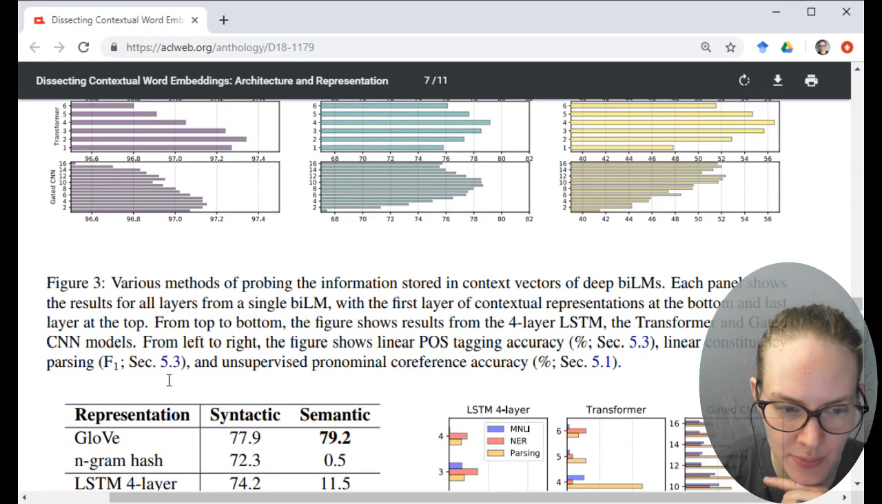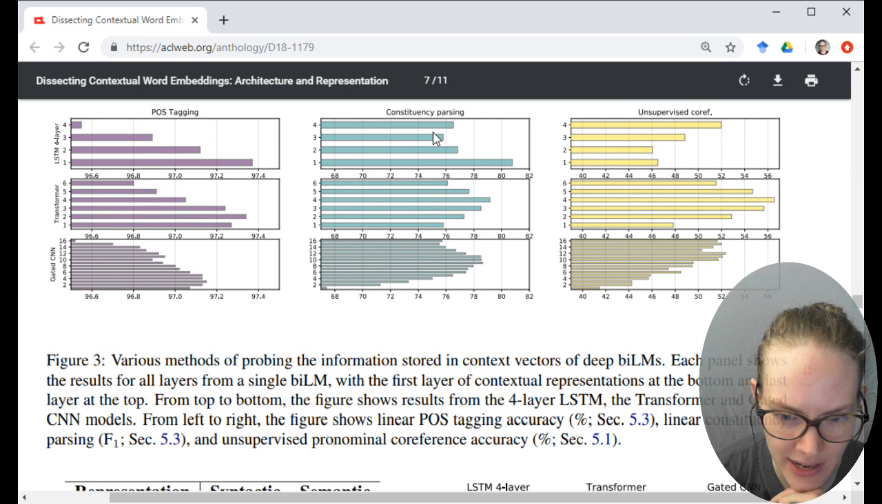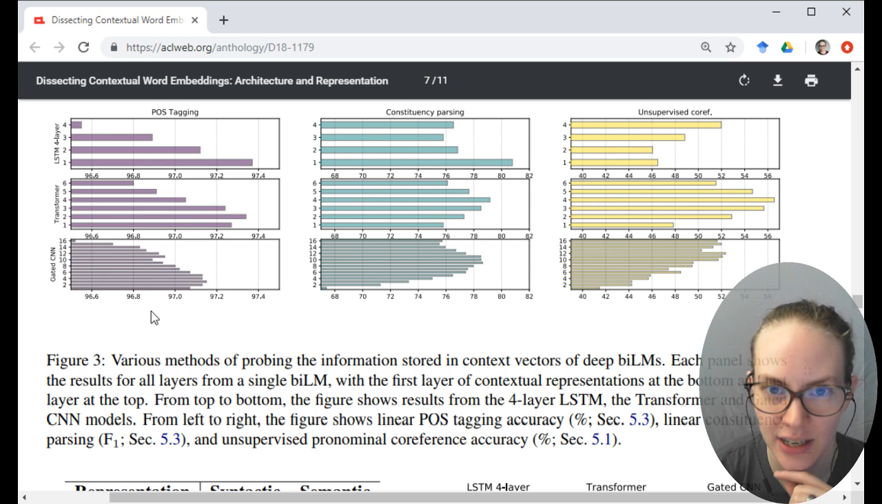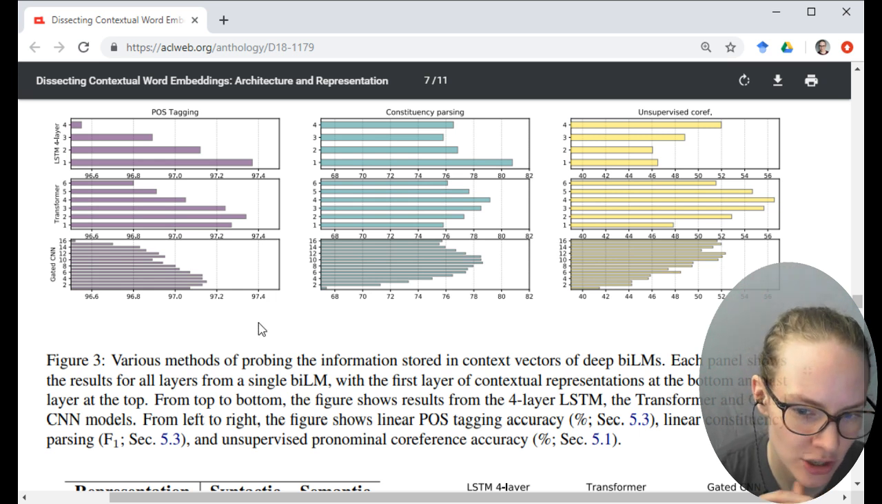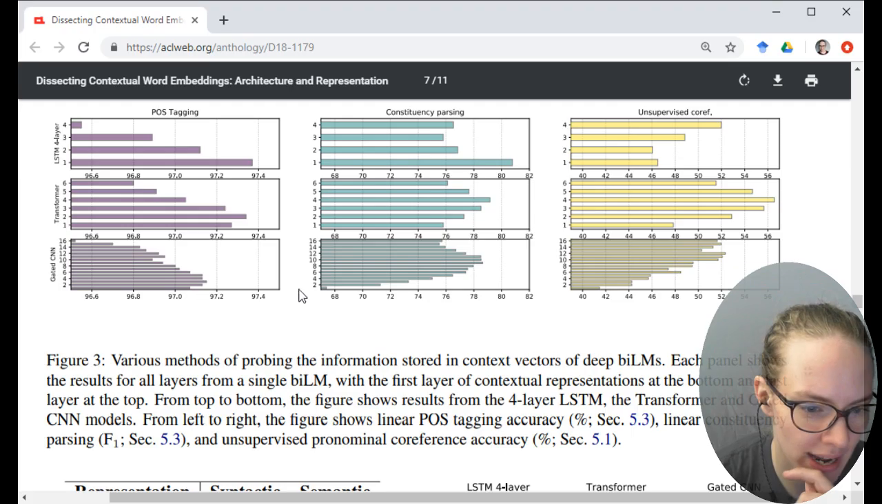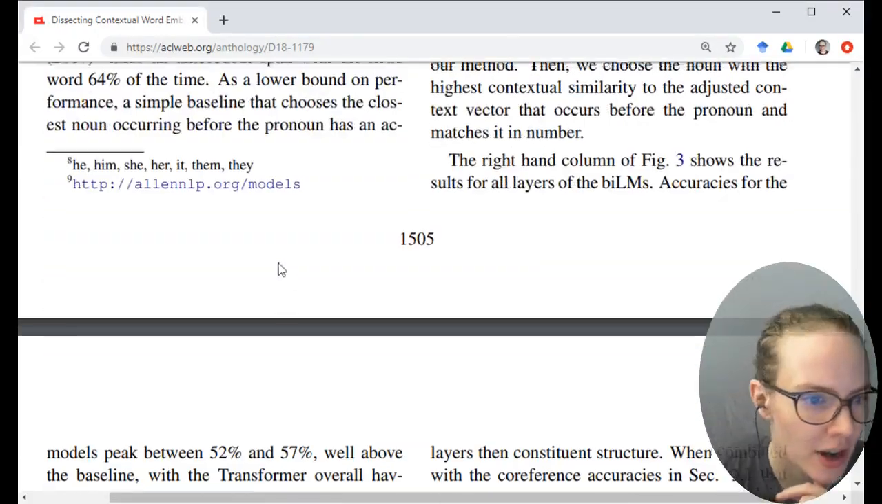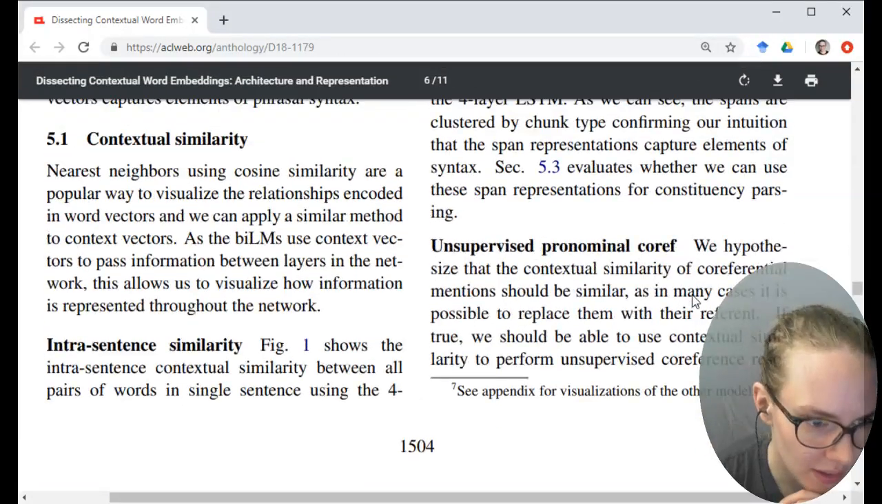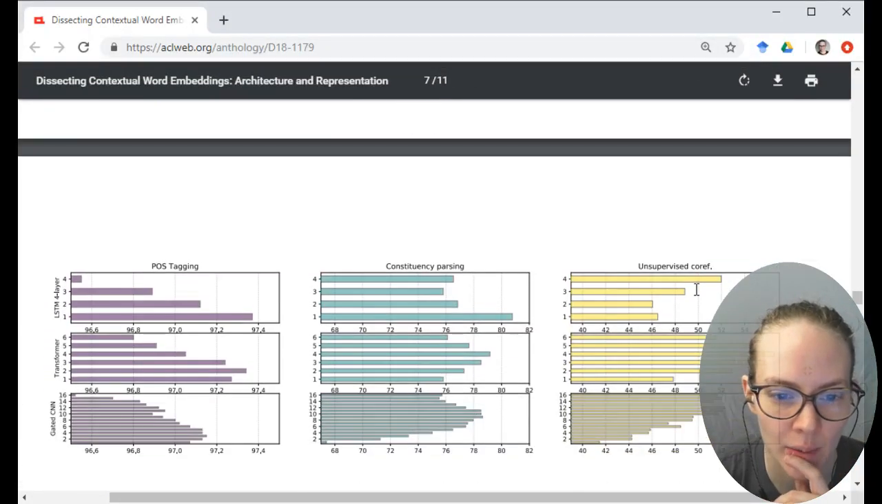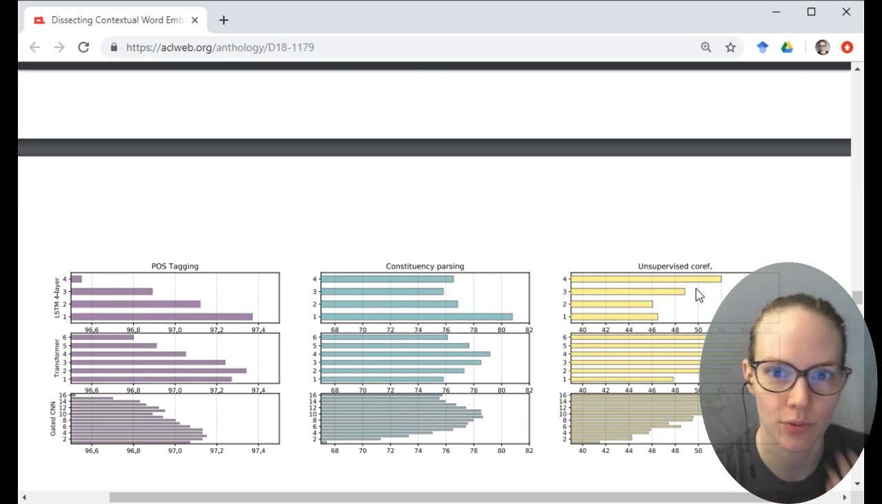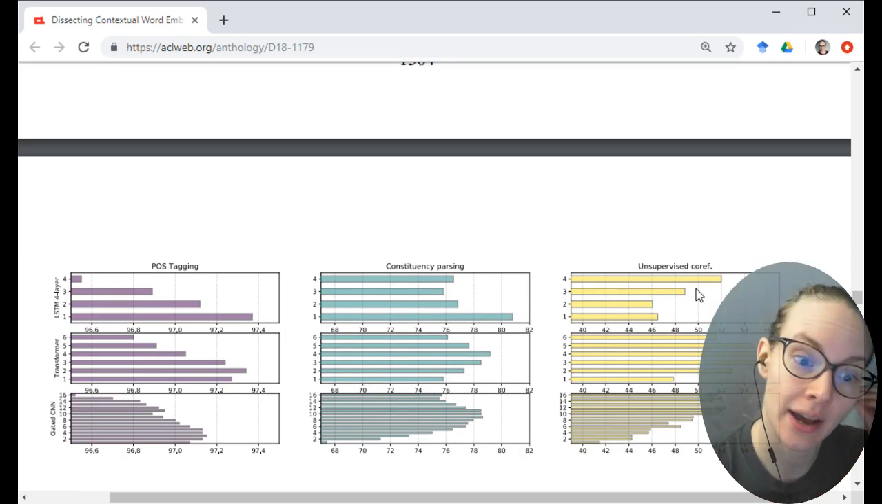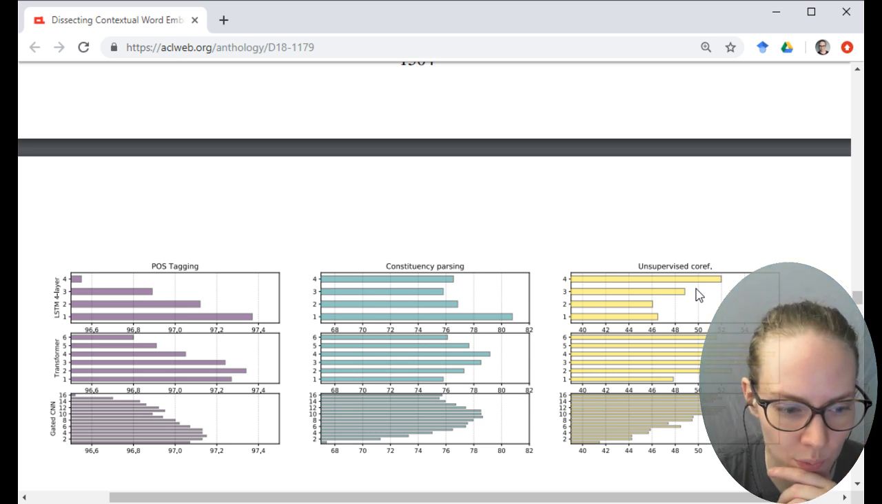From top to bottom, the figures show the results from the 4-layer LSTM, the transformer, and the gated CNN models. From left to right, the figure shows linear part of speech tagging accuracy, section 5.3, linear constituency parsing, section 5.1, and unsupervised pronominal coreference accuracy, section 5.1. Okay, so we just read about the unsupervised pronominal coreference, which is which noun this pronoun is referring to.